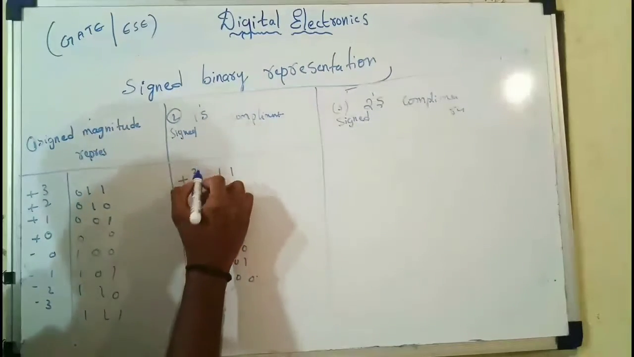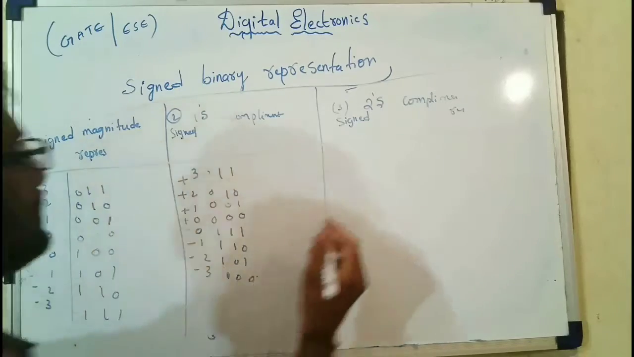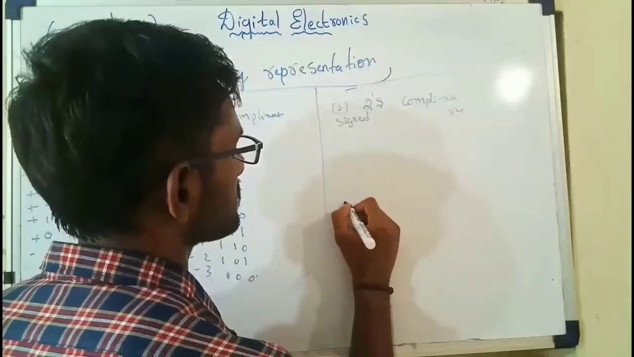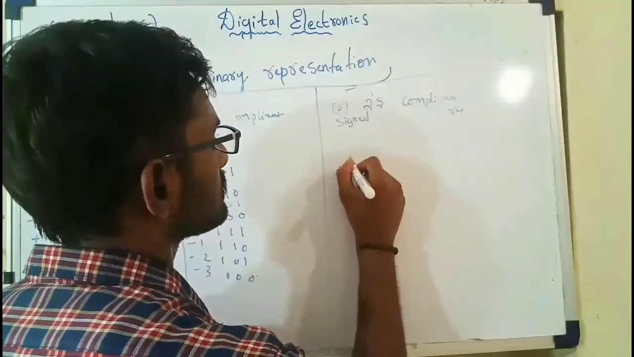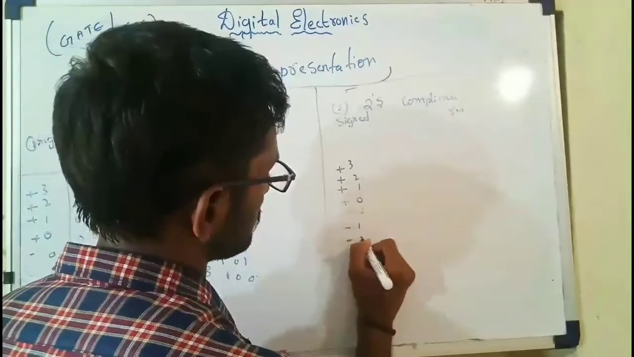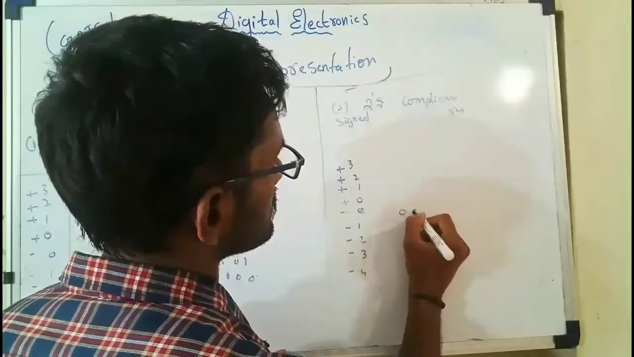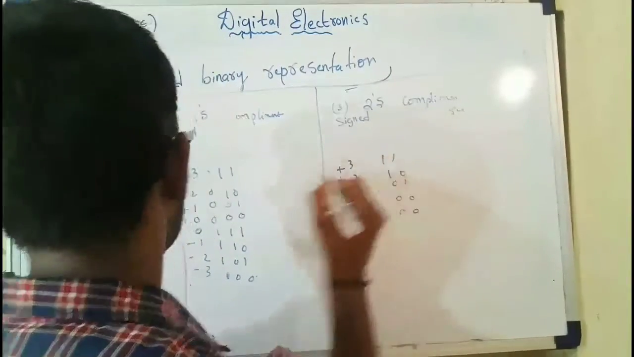Here for plus the sign bit is 0, that means here this is 1. Similarly for 2's complement also: plus 0, minus 0, plus 1, plus 2, plus 3, minus 1, minus 2, minus 3. 0 means 0 0 0 1 1 0 1 1.